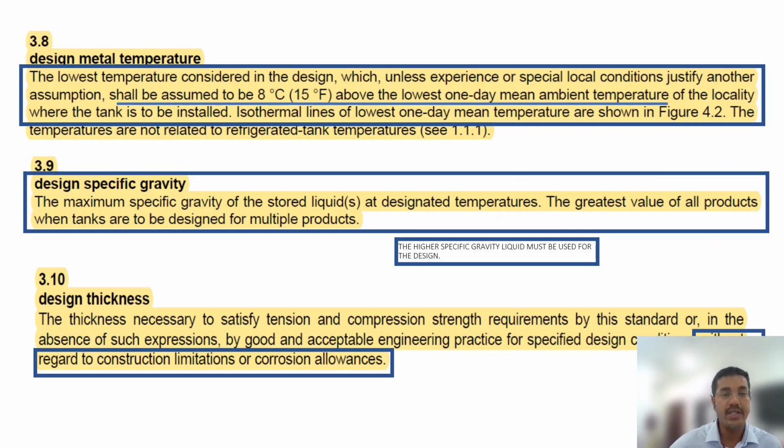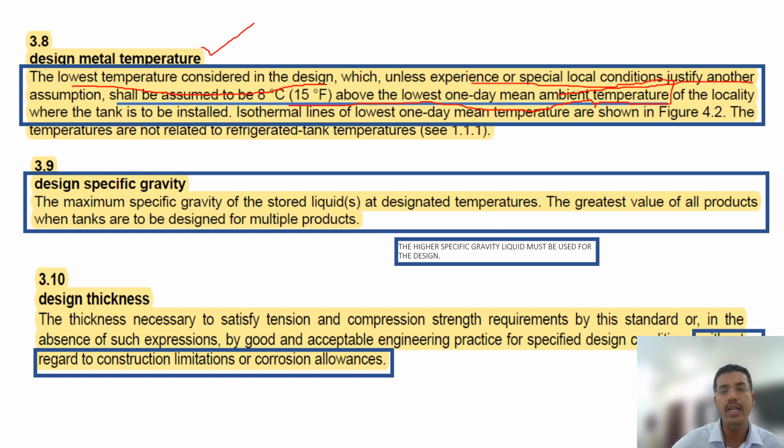Design metal temperature. What is design metal temperature? The lowest temperature considered in the design. In the earth there are different places and different temperatures. So design metal temperature depends upon that particular area. How is this design metal temperature considered? Unless experience or special local conditions justify another assumption, it shall be assumed to be 15 degrees above the lowest one day mean ambient temperature.